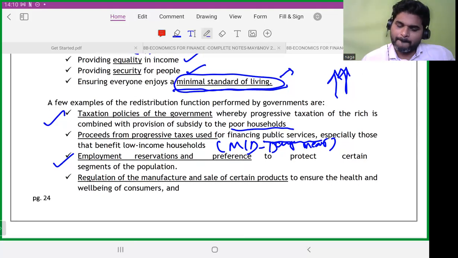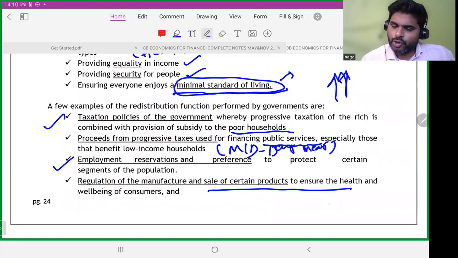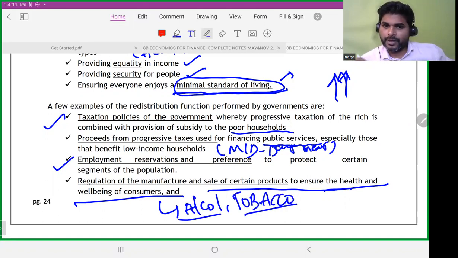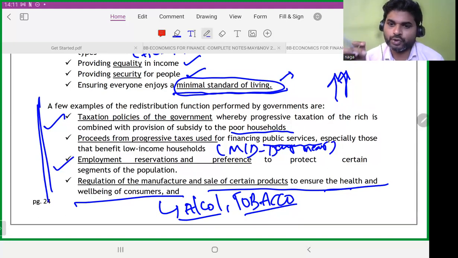The regulation of manufacture and sale of certain products to ensure health and well-being of consumers, like alcohol, tobacco, all of these. These are a few examples of the redistribution function of the government. One is taxation policies, second employment reservations, and the proceeds from taxes are used for public financing of public services, especially for the low income, midday meals for example. These are the examples of how the government performs the distribution function.